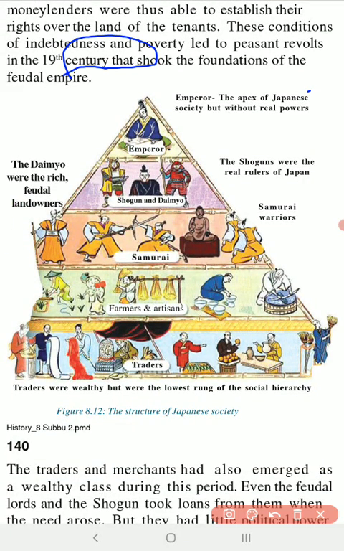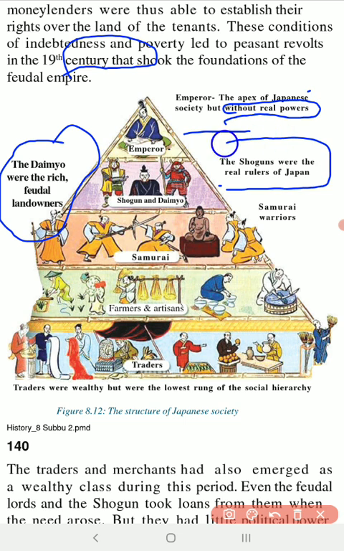You could see the triangle. The first one is the emperor. In this category, the emperor is the first one, but he is just an apex of Japanese society. He does not have any real powers. The second category of people, shogun and daimyo, are the actual rulers of the Japanese state. The daimyo were the rich feudal lords, landowners, and the shogun were the real rulers of Japan. The third category is the warrior category. They are the samurai, the warriors, the armies.